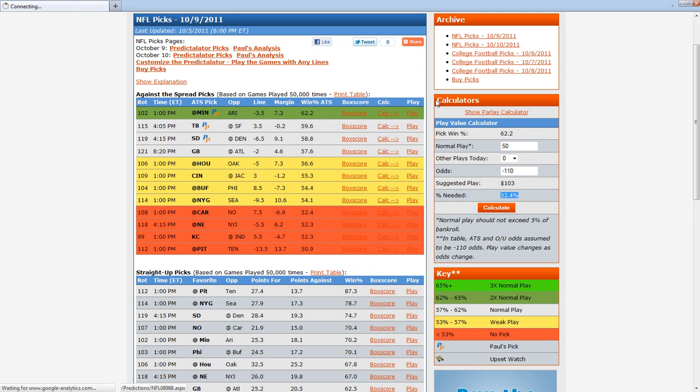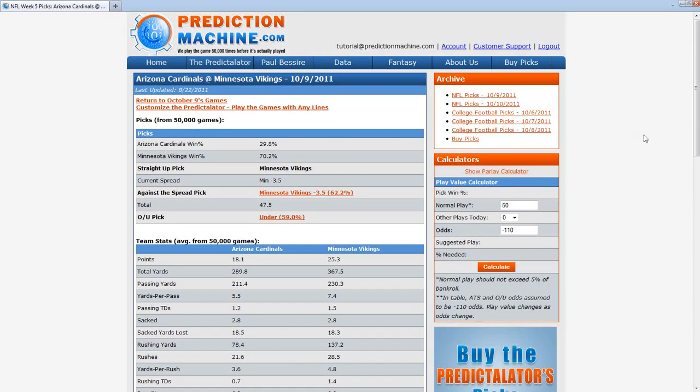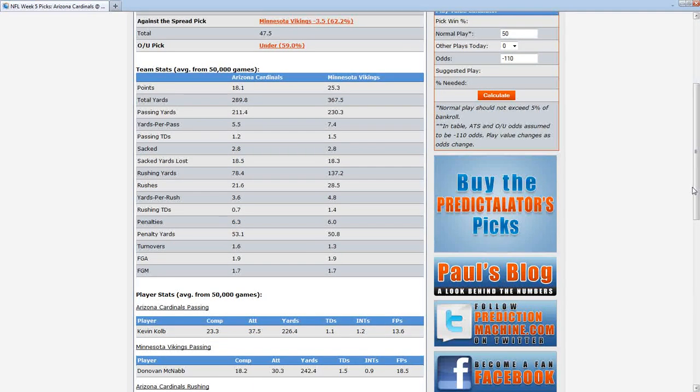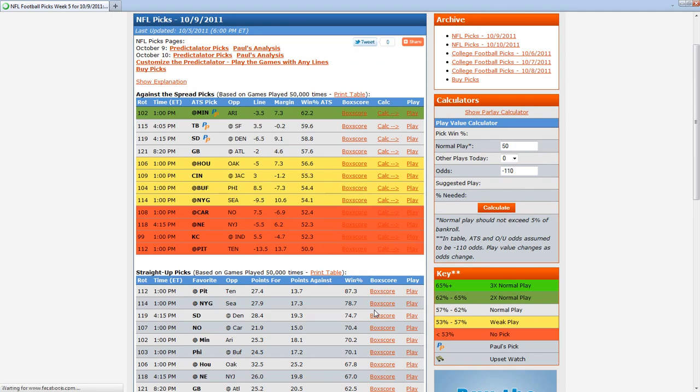Not only is that beneficial just to get a better understanding of our game, kind of like the Paul's Picks in-depth analysis helps you with as well, but also for fantasy purposes, if you're looking at team stats or individual stats. If you're trying to make a decision, for instance, between starting Donovan McNabb at quarterback or Kevin Cobb this week, that 5-point differential in fantasy points is significant enough that McNabb is probably your decision. So that's the information that's available through the Predictalator picks.